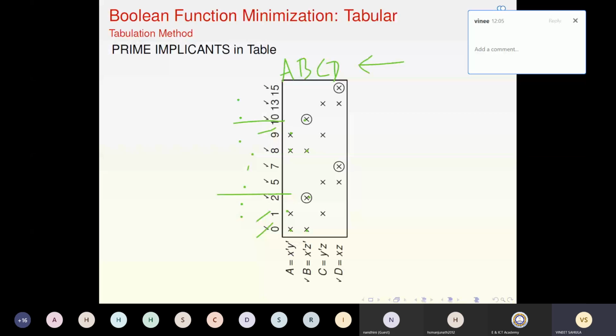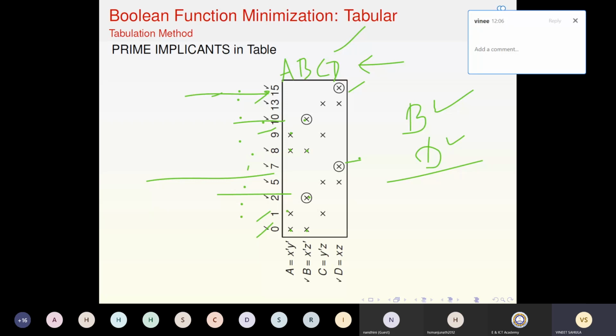And the second term is also covered by only B. Similarly, the 15th term is covered by only D. And the 7th term also is covered by only D. So we have to choose B and D, because if you don't choose B, 10 will not be covered at all, or 2 will not be covered at all. So B has to be chosen, selected. D has to be chosen because 15 cannot be covered otherwise. So D also is chosen. Now there is no choice. B and D have to be chosen.